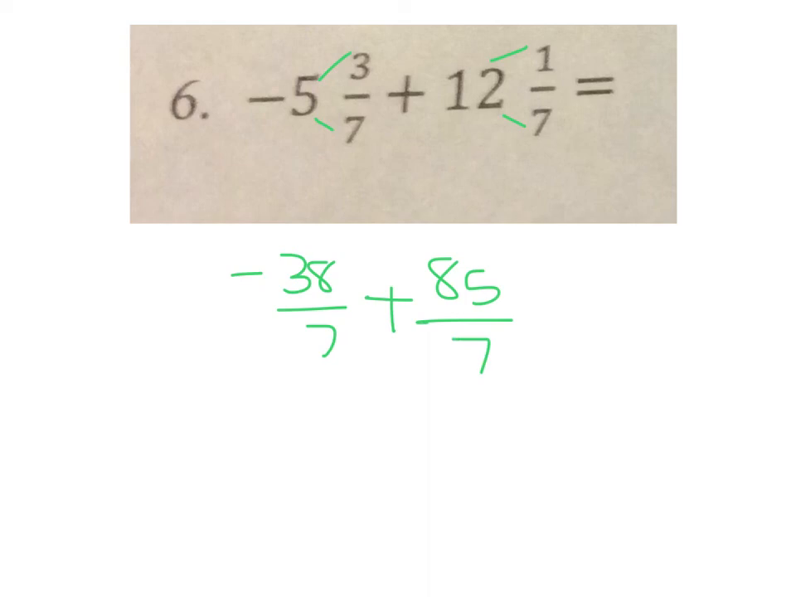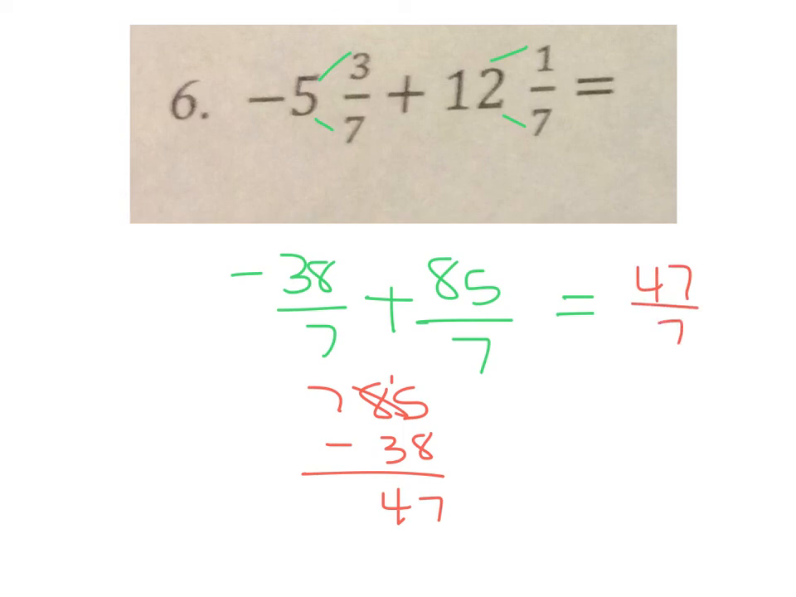So now I've got the same denominators. I don't have to do anything. I have different signs on top. So I need to take 85 minus 38, and that is 47. So it's 47 over 7, and because the 85 is bigger than the 38, it's positive. My answer is 47 over 7. That's the final answer for the exit card, number 6, 47 sevenths.